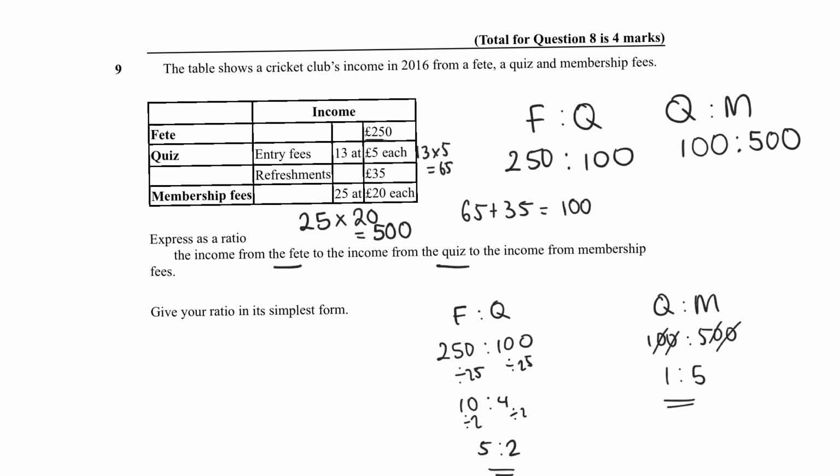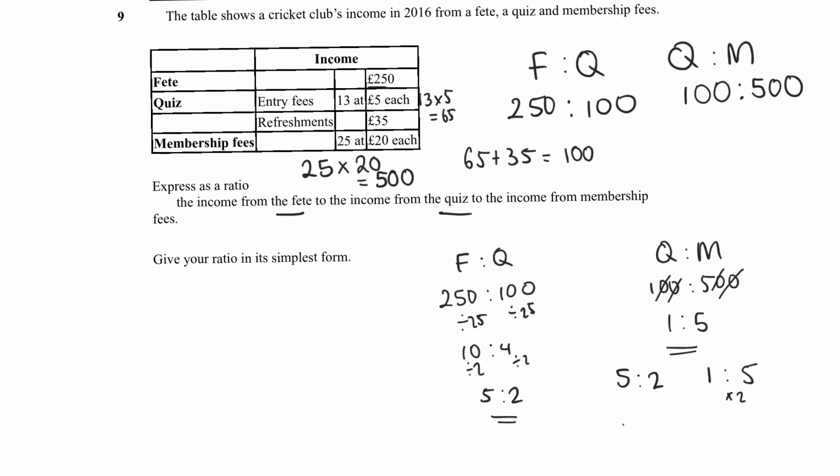So now to put them all together as one ratio, we've got 5 to 2, and then we've got 1 to 5. So the Q's need to be the same. So we're going to multiply this ratio by 2. So then that's going to leave us with 5 to 2, and then we've got 2 to 10. So then if we combine them together, that would be 5 to 2 to 10 for the F, the Q, the M. I like that, it rhymes. And yeah, that's the final answer.